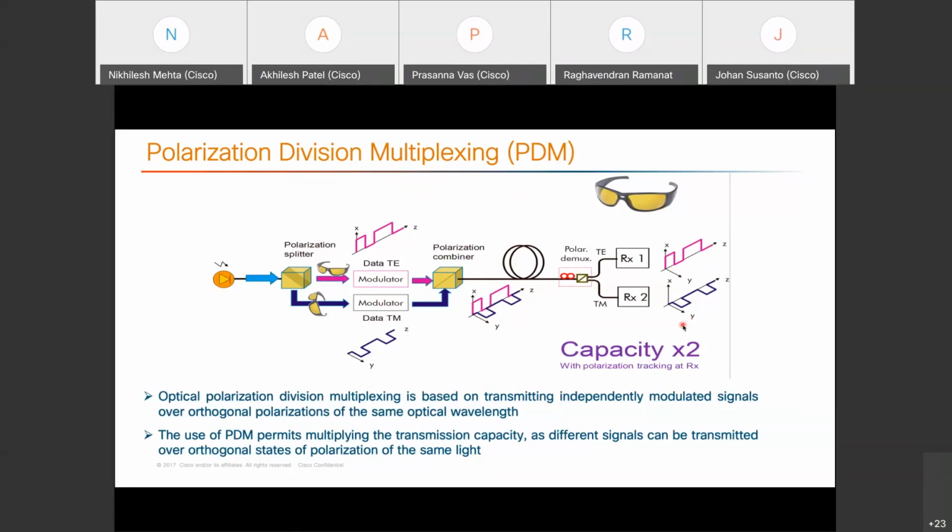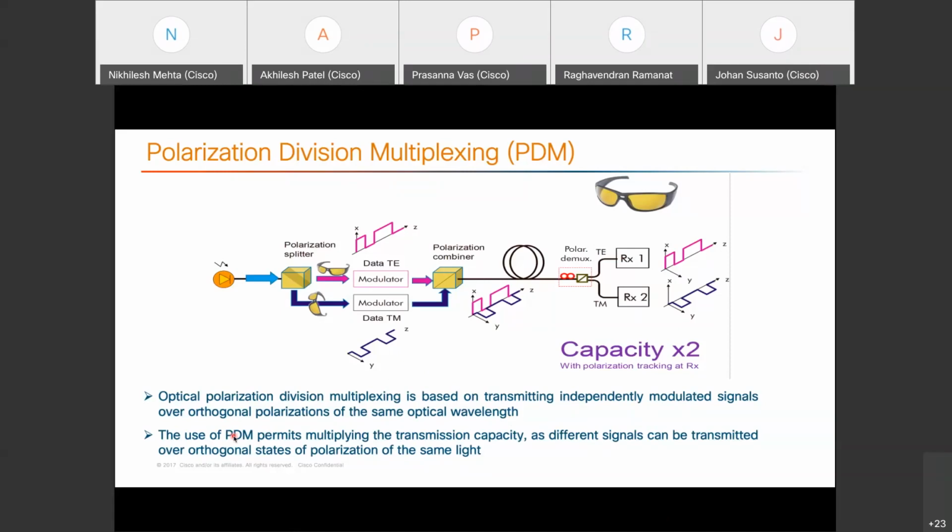So what it says is that optical polarization division multiplexing is based on transmitting independently modulated signals over orthogonal polarizations of the same optical wavelength. The use of PDM permits multiplying the transmission capacity, as different signals can be transmitted over orthogonal states of polarization of the same light. So this is how you can achieve double the capacity using polarization division multiplexing.